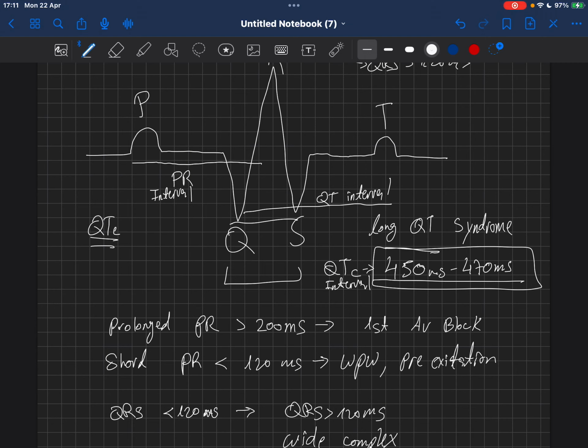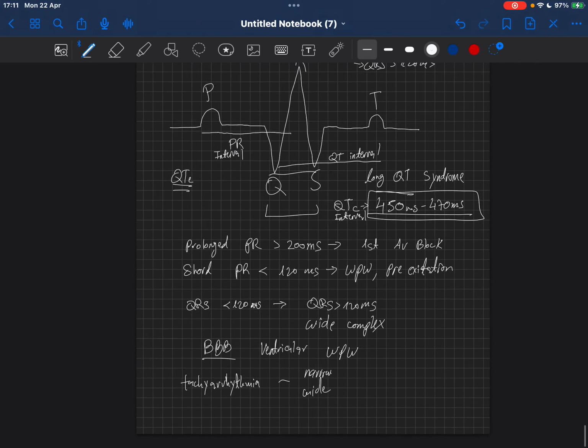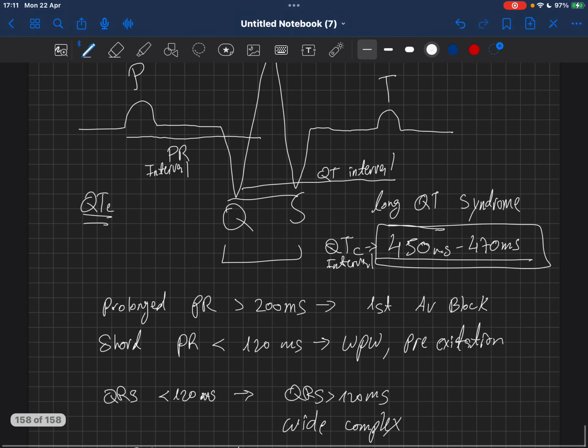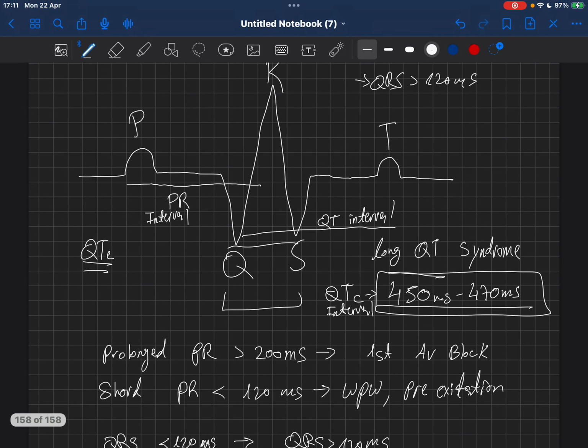It depends on the heart rhythm. When it is slow, the QT might be longer. When it is fast, the QT might be shorter, and we need to correct it. And the QTC value corrects exactly this, and we get the right values.